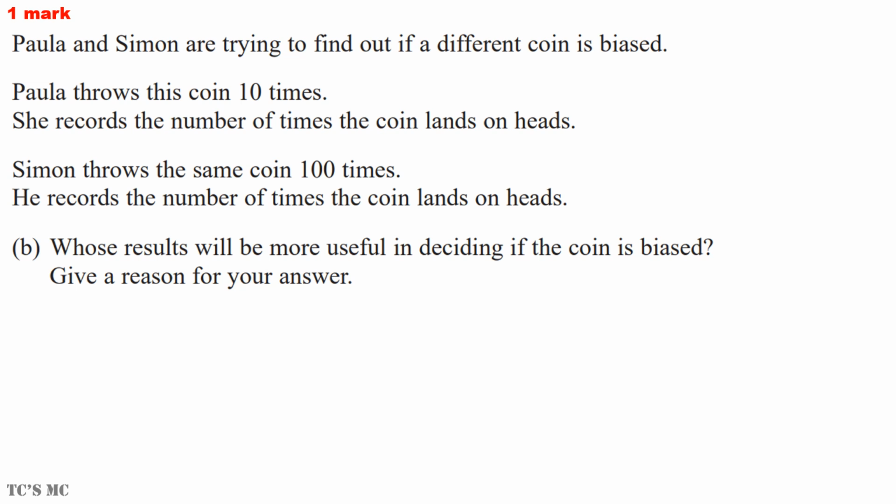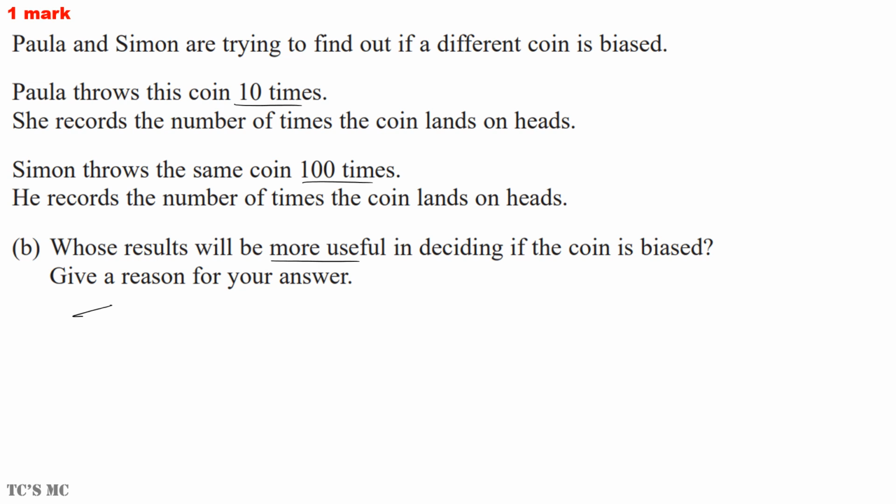Paula and Simon are trying to find out if a different coin is biased. Paula throws this coin 10 times. She records the number of times the coin lands on heads. Simon throws the same coin 100 times. He records the number of times the coin lands on heads. Whose result will be more useful in deciding if the coin is biased? Give a reason for your answer.